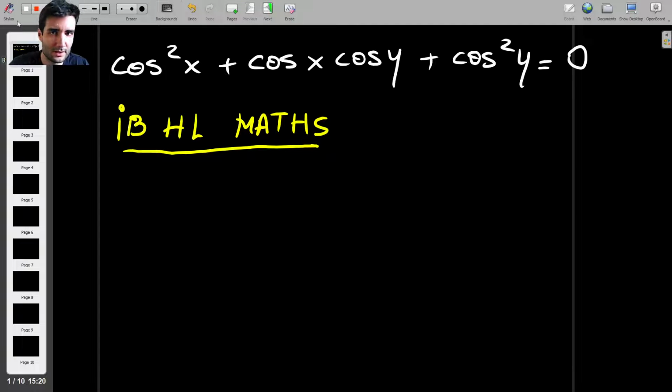Here's a very interesting trigonometric equality. And if you're a student who's about to take the high level IB in maths, and if you're quite confident with trigonometry, I think trying to push yourself a bit further would be beneficial. And this is a very good question, which sort of pushes your boundaries a bit.